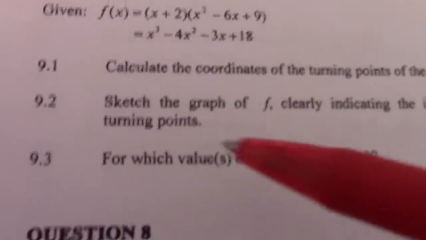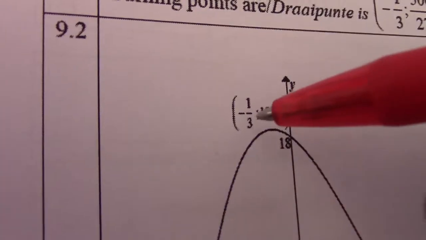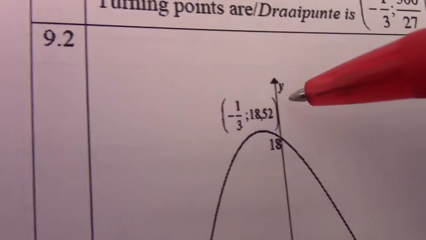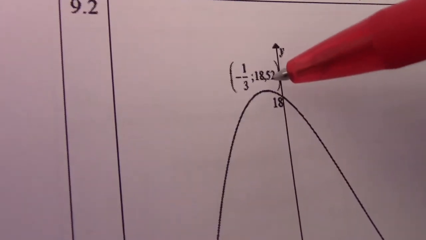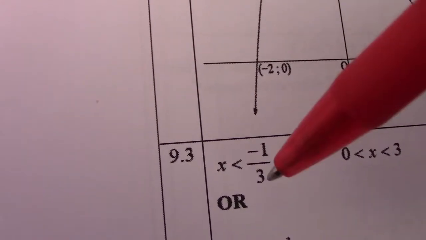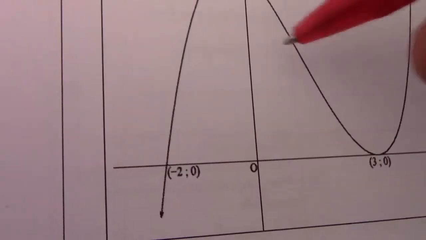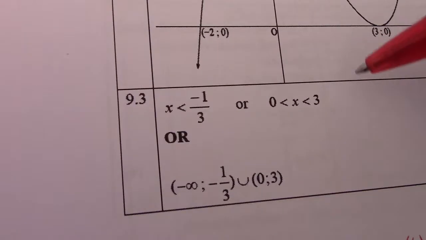Right, 9.3: For which values of x will x times f′(x) be less than 0? So that's the x value, minus 1 over 3. If we punch that in there, 18,52 back in the original equation, and if I multiply that by 2, it will give me a negative. Therefore, first answer, x less than negative 1 over 3. Same thing applies here, x less than 3 or greater than 0. In between, x times the first derivative would give me 0 or negative.